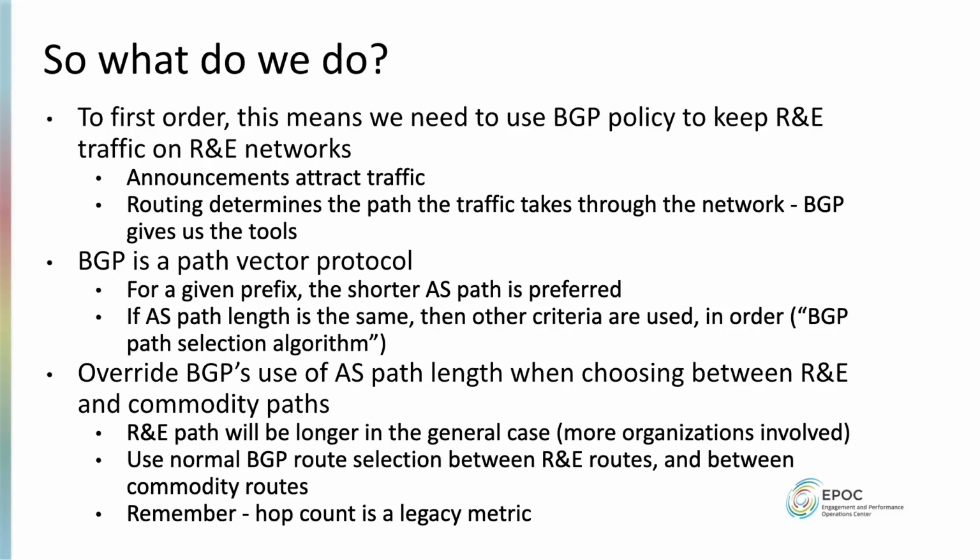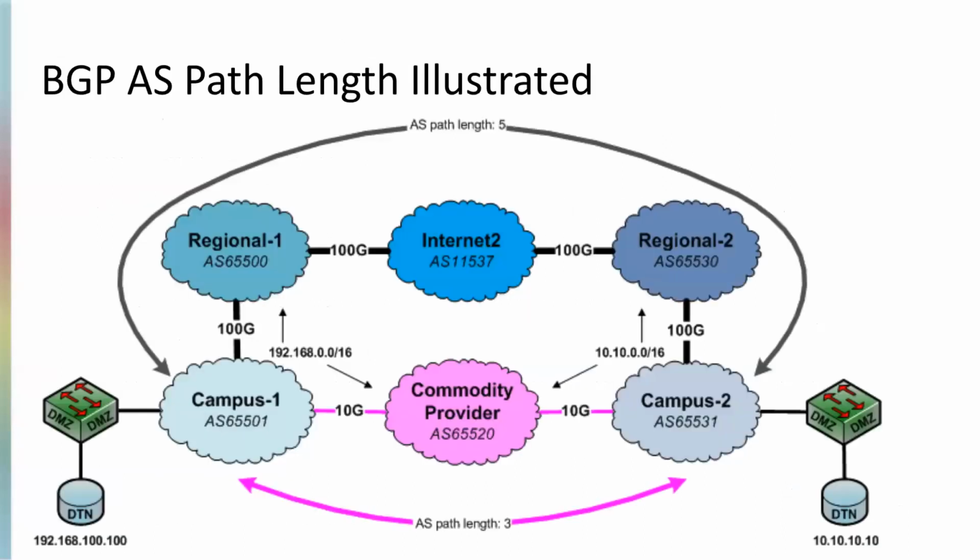Science networks are engineered for science applications, and hop count is not a relevant performance metric. In general, the AS path on an R&E route is going to be longer than the path on a commodity route. And the reason for that, let's go to the next slide, I think has the graphic here.